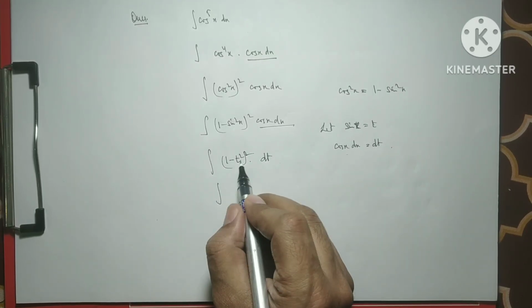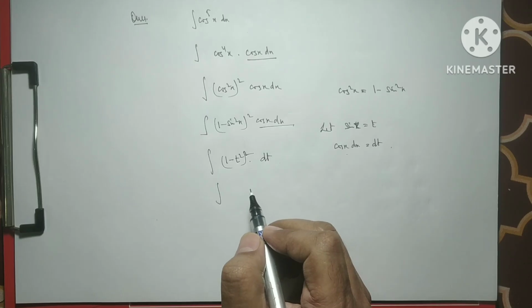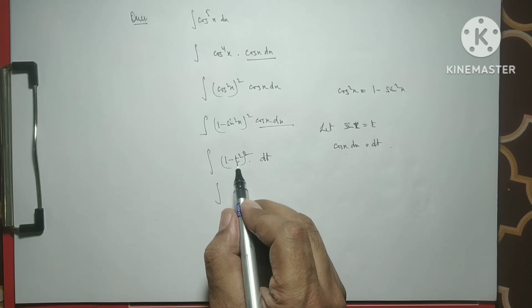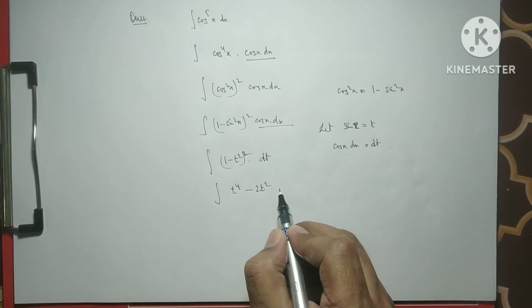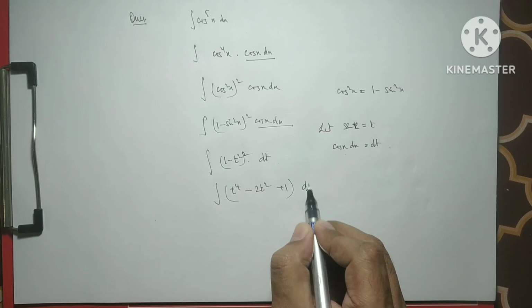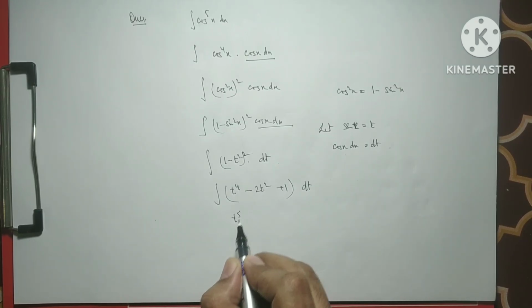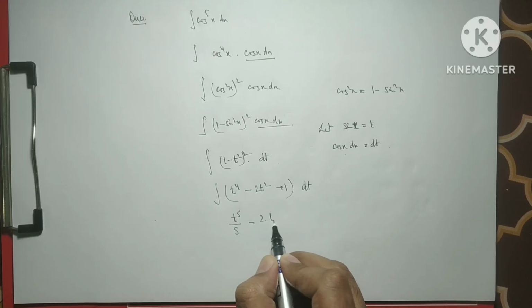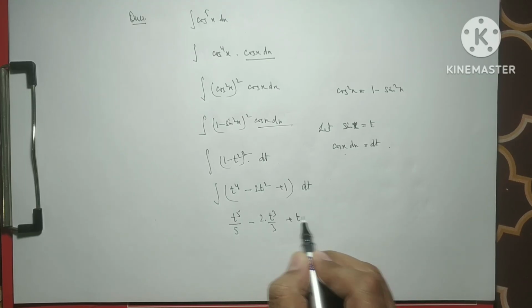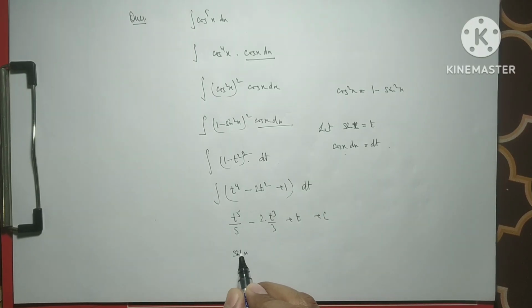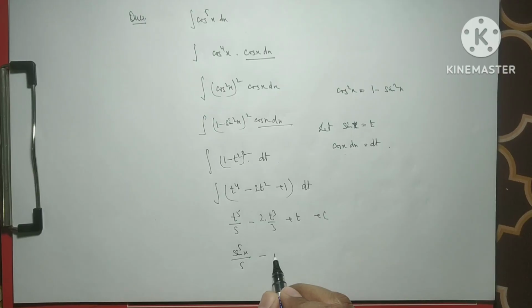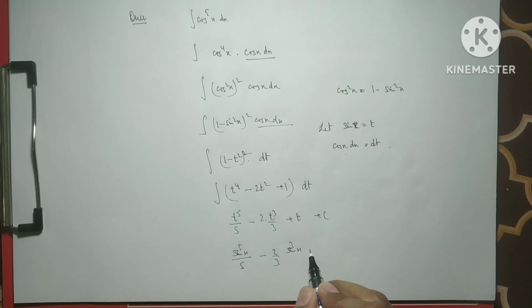Right now this is in terms of t, and so its integration with respect to t is very easy. Now expand this, we get t to the power 4 minus 2t square plus 1 dt. So on integration we get t raised to power 5 over 5 minus twice t cube over 3 plus t plus c. So we substitute this value, sin x to the power 5 divided by 5 minus 2 by 3 sin cube x plus sin x plus c. So this is the answer.